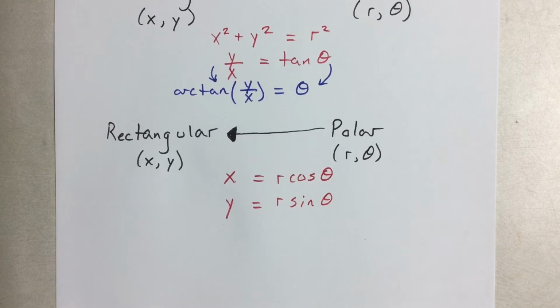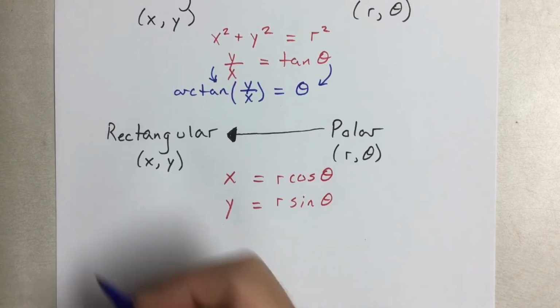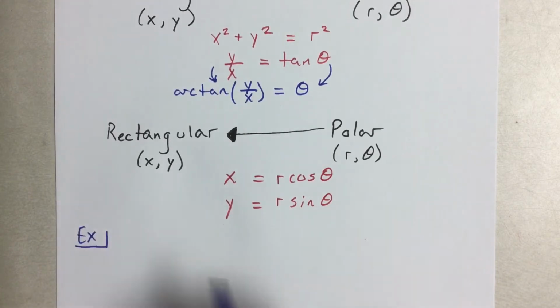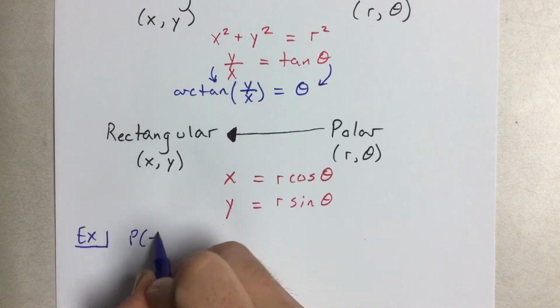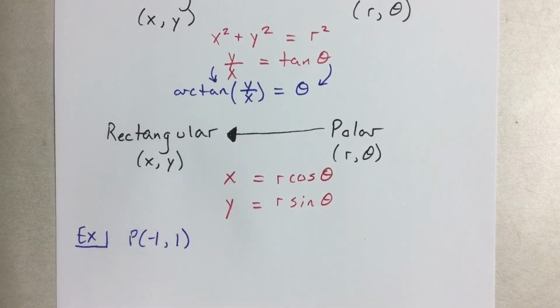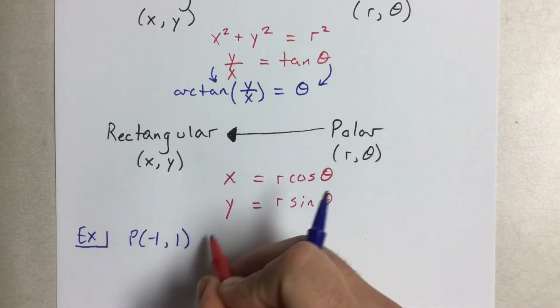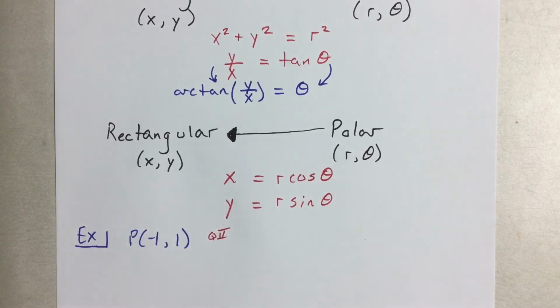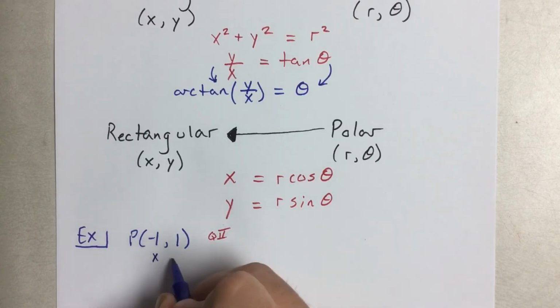So let's try this out. Let's say we have the coordinates, we're going to start with rectangular coordinates. Let's say we have the coordinate P, (-1, 1). Okay, so it's important to note here where we are located. So we are located in quadrant 2. Make a little note of that. You'll see why that's important in a little bit. So we have our x and y.